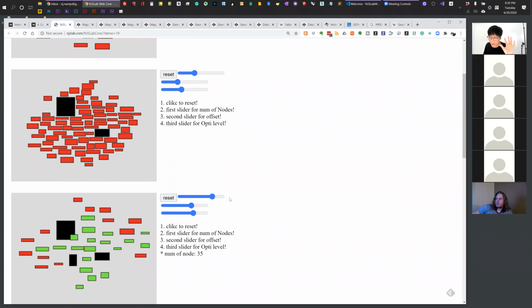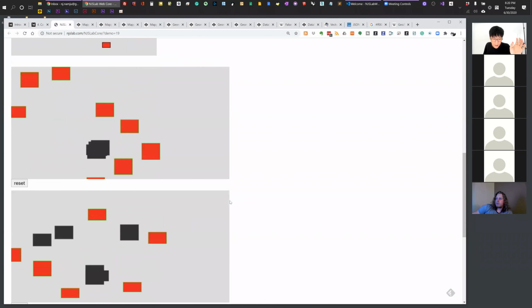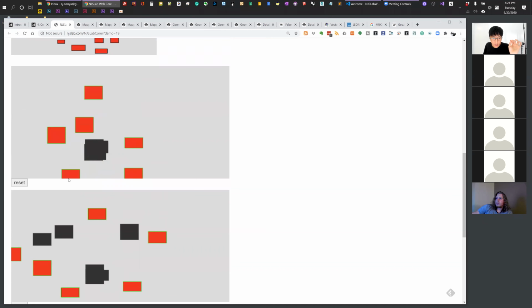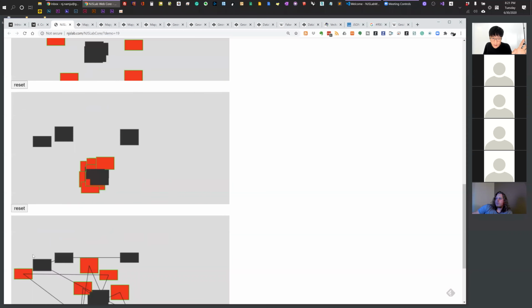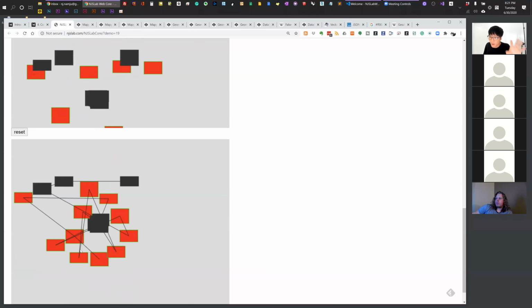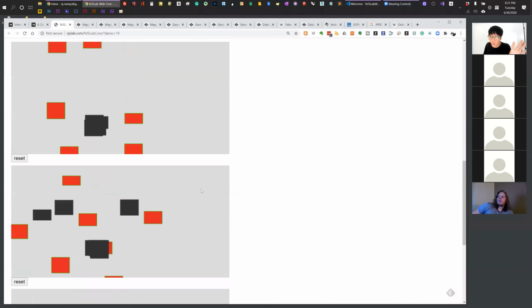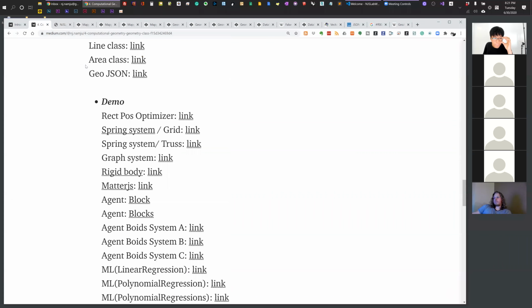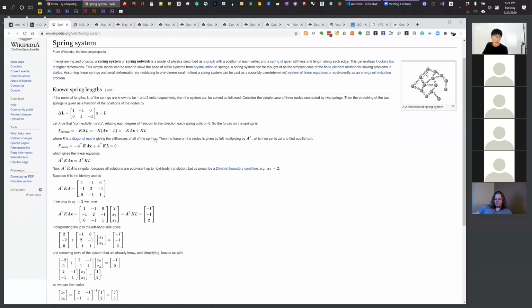This is something I just thought about at the time. And this is another implementation, because there are multiple ways to optimize the position of the rectangles. At the time I used the graph system. The previous one is, let's say, agent-based. Also, there's a very light simulation. Light means very fast performance. The simulation is called the spring system.